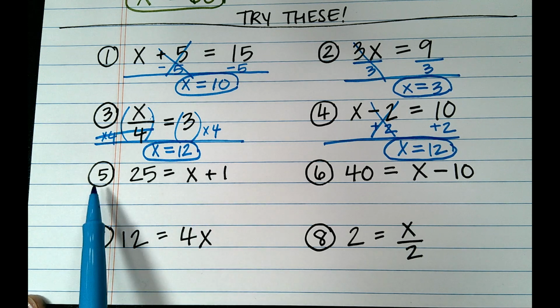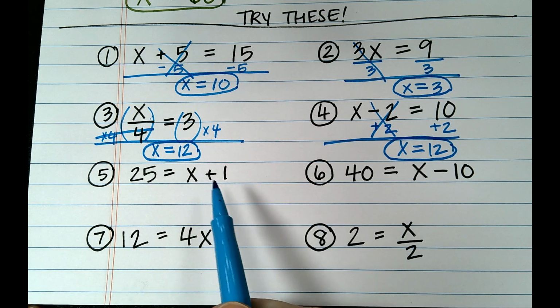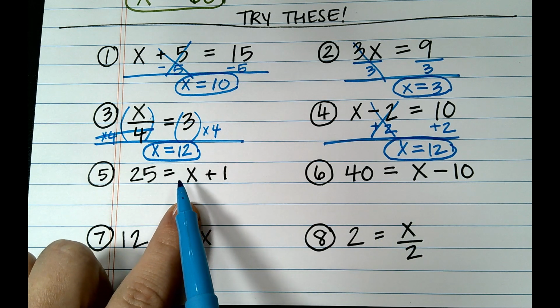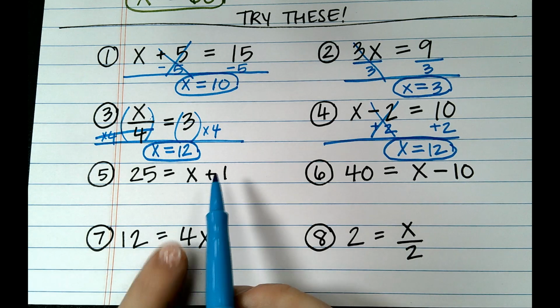Now, numbers 5 through 8. I mixed it up on you. I just wanted to see how you would react, see if you could do it. The difference here is now my variable, my X, is on the other side of the equation. This is not going to change anything except for what side it's on. You're still going to do the same steps.